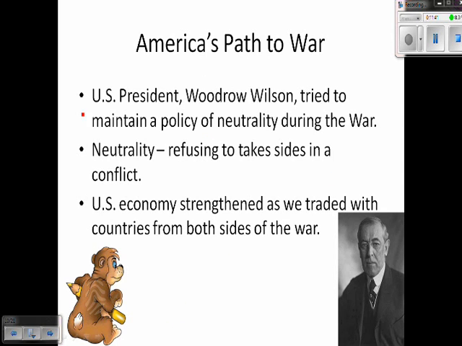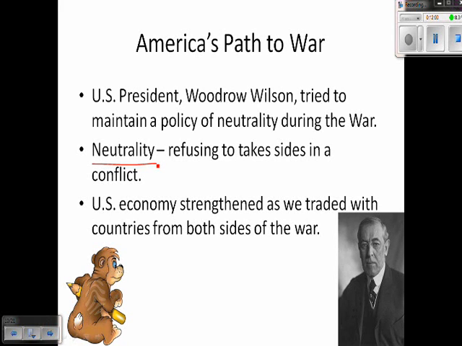All right, but neutrality, that's the idea that you're refusing to take a side in a conflict. George Washington, when he left office, encouraged the United States to remain neutral in worldwide affairs. Sometimes we do, sometimes we don't, but the United States definitely, in this case, wanted to stay neutral.